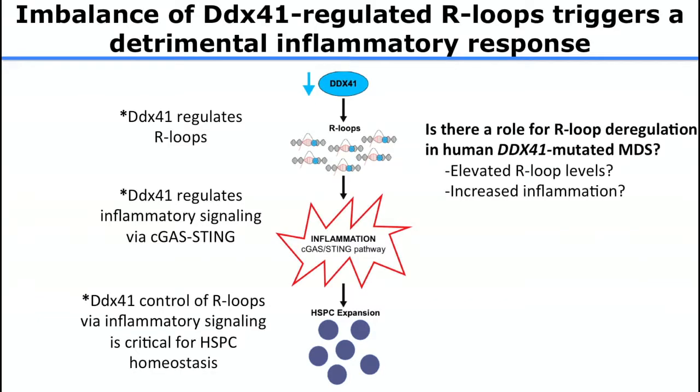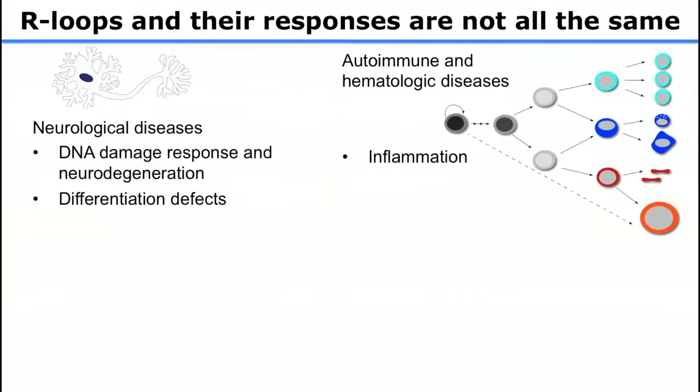What we don't know is whether this is something that happens in humans. Like I said, there's no models where anyone else has modeled this in the mouse system. It's really poorly studied in the human system to understand if there are indeed elevated R-loops in the human system, and is this increased inflammation intact?